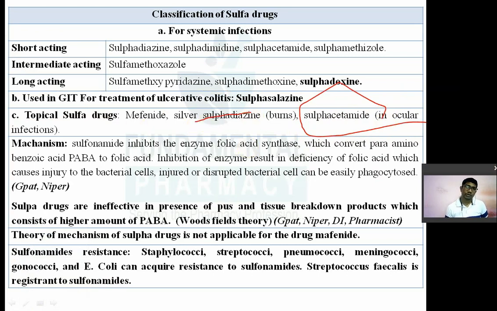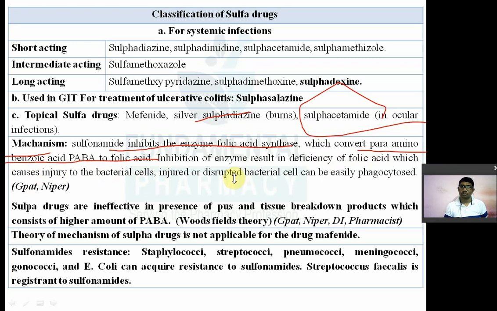Mechanism क्या है, we have seen in the last slide. Sulfonamides inhibit the folic acid synthesis, so they inhibit the dihydropteroate synthesis. Sulfonamide inhibits the enzyme folic acid synthesis, which converts PABA to folic acid. इसका काम क्या होता है, to convert the para-aminobenzoic acid into folic acid.